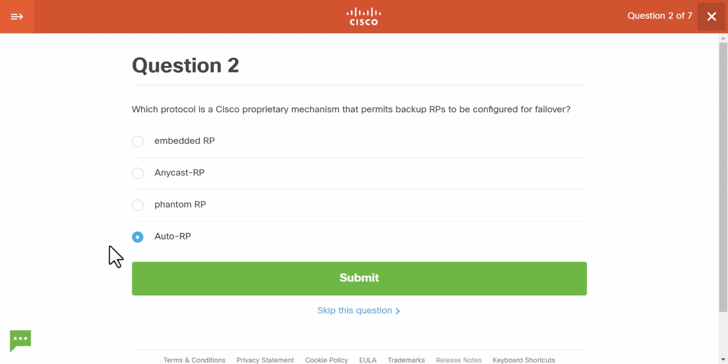They announce their willingness to become RP to a particular multicast address, 224.0.1.39. And then there are RP mapping agents which listen for these RP announcements. They take them in, and then they advertise them on another multicast address, 224.0.1.40. And then all PIM-enabled routers, so routers enabled for multicast routing, listen to this group .40, and they learn information about RPs this way. Okay.